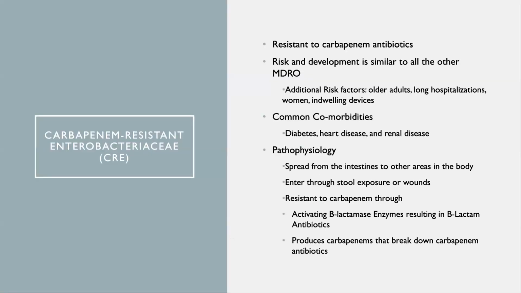Then we have carbapenem-resistant Enterobacteriaceae, or CRE. These are organisms that are resistant to carbapenem antibiotics. Risk in development is similar to all the other MDROs. Additional risk factors would include being an older adult, having a longer hospitalization, being a woman, and having an indwelling device such as a Foley catheter or a central line. Common comorbidities that we see with CRE include diabetes, heart disease, and renal disease.